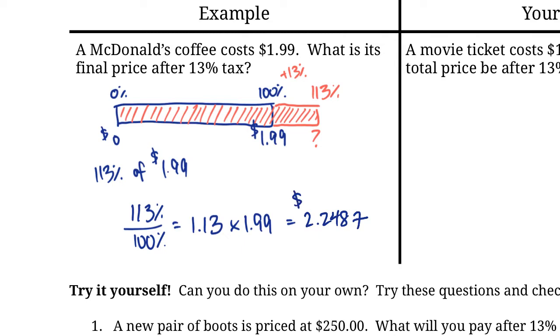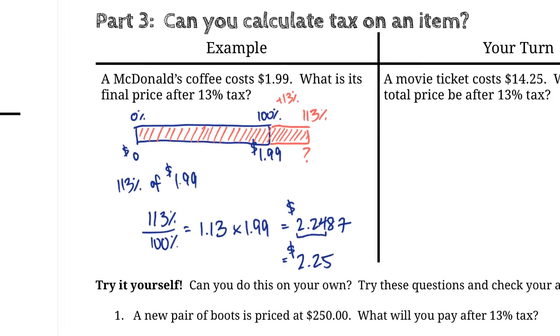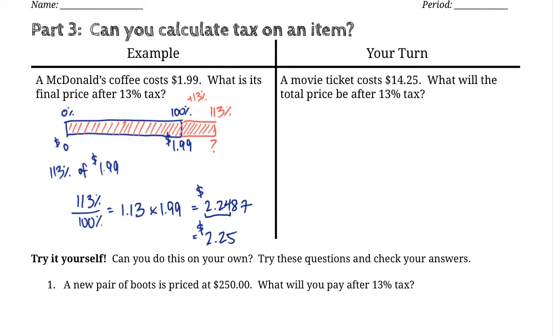Usually when we work with money, we like to take the first two decimal places, right? So we look at the 2.24, and the next digit's an 8, so we would round it up to 2.25. So the final cost would be $2.25. And this is what you would actually pay if you were to buy this coffee from McDonald's. You'd see on the cash register, the total would come up to $2.25.